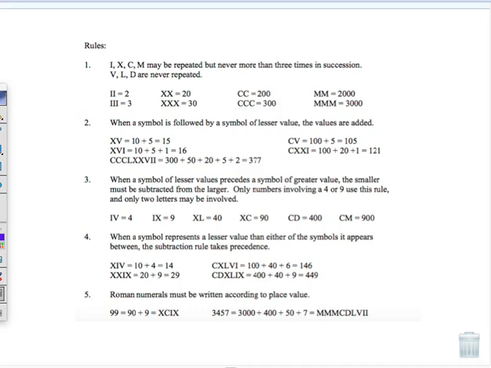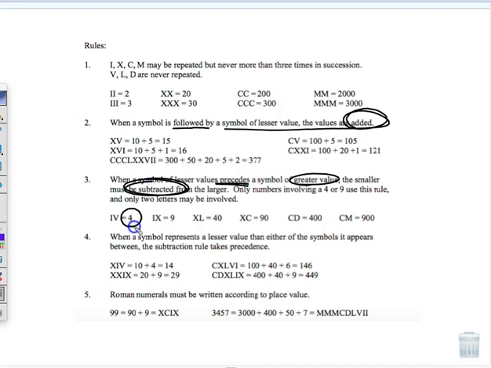Which leads us to rule 3. When a symbol of lesser value precedes a symbol of greater value, the smaller value must be subtracted. So make sure that you understand this. If it's followed by a lesser value, they're added. If it's preceded by a smaller value, then it must be subtracted. Like IV, I is smaller than V, so you take 1 from 5. IX, 1 is smaller than 10, so you subtract 1 from 10 and you get 9.